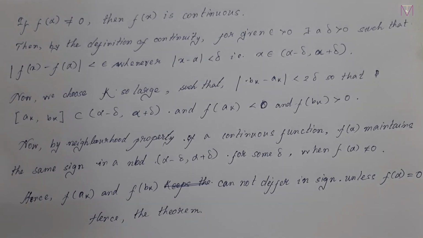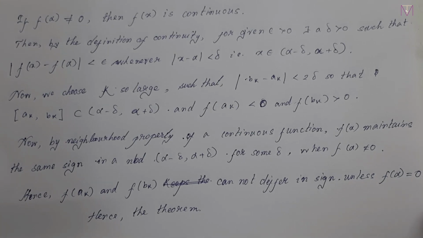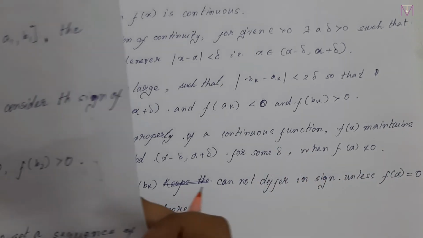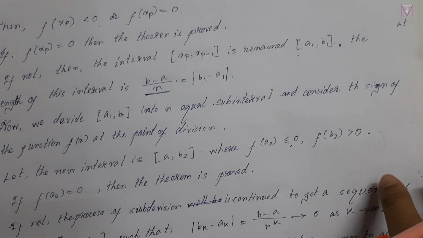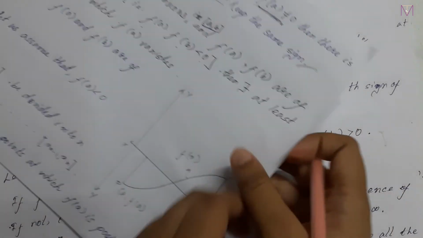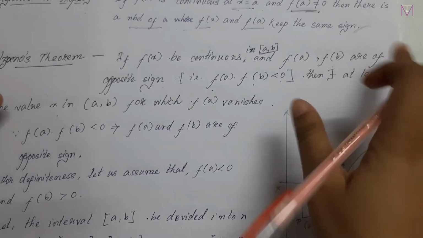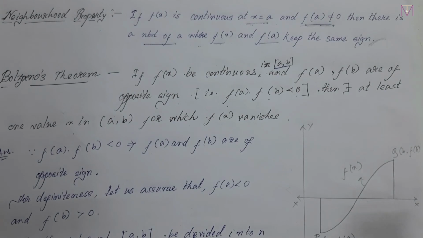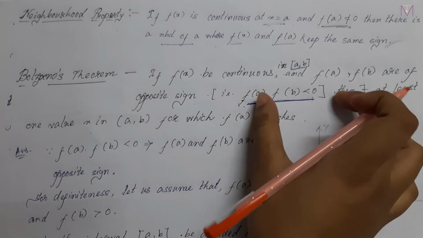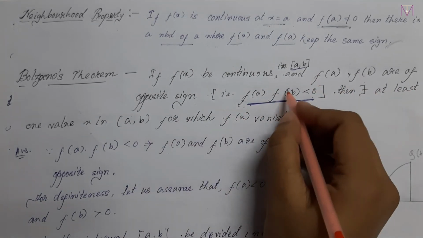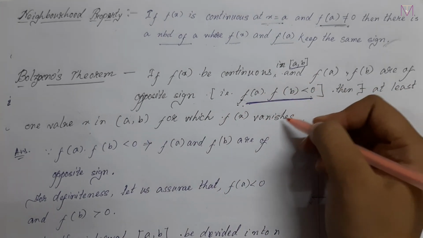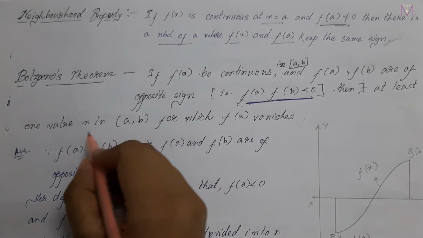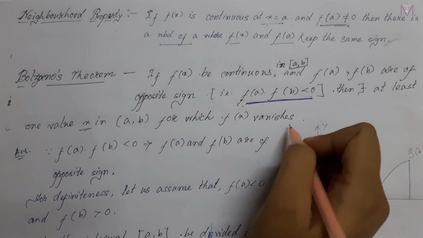So it was Bolzano's theorem, and you can prove it easily if the plot is clear for you. You have to remember this neighborhood property, and then you can prove this Bolzano's theorem. Here we have to remember just this part, and we just proceed from this, and then we will get this x where f of x vanishes.